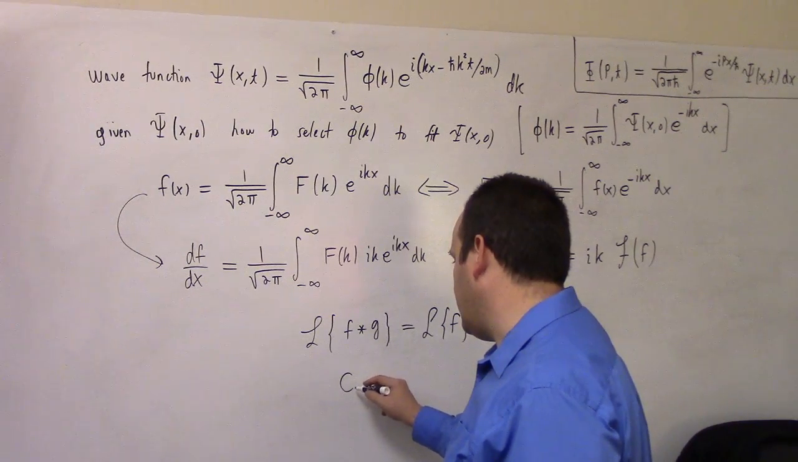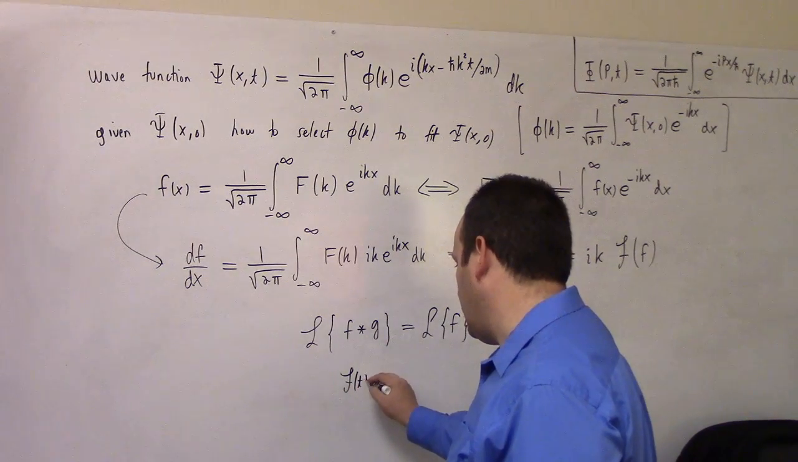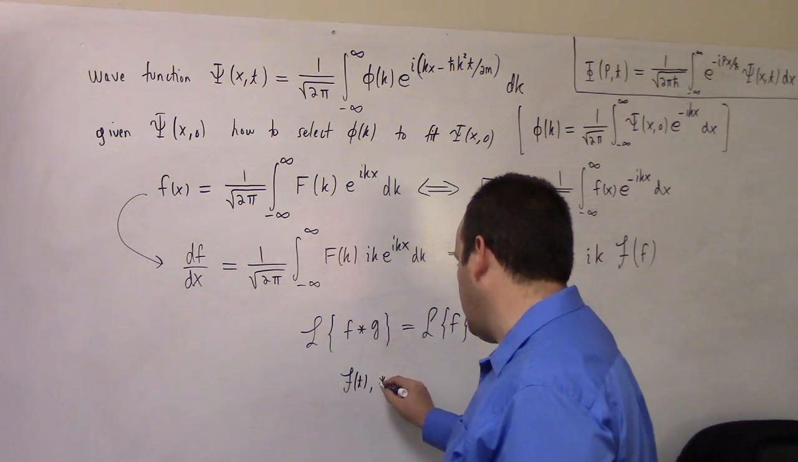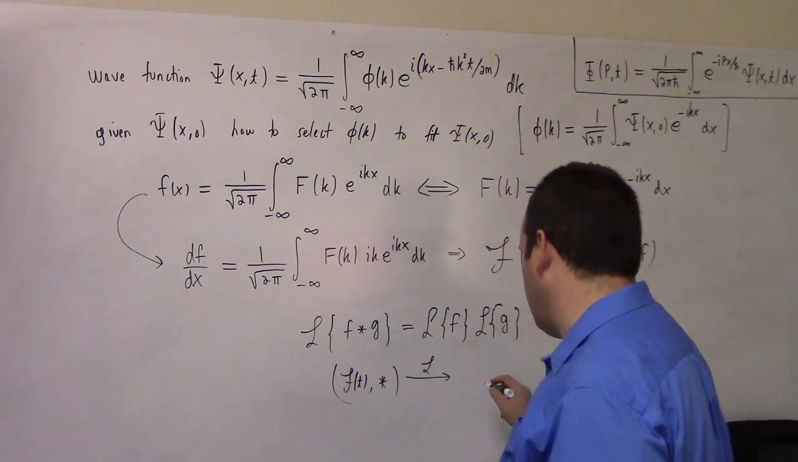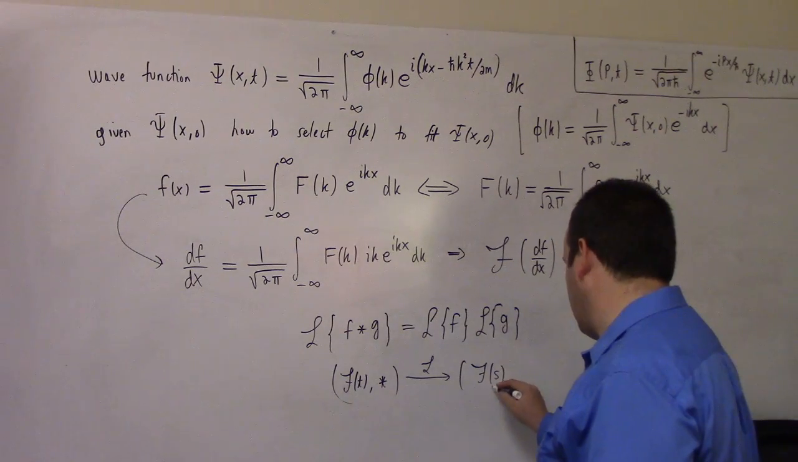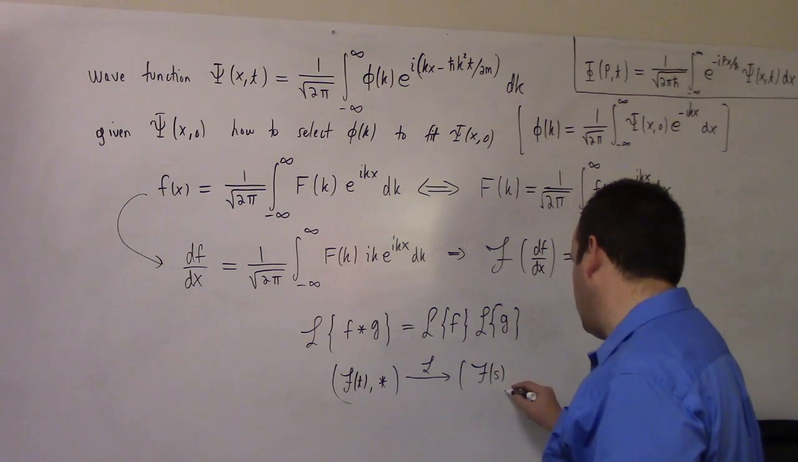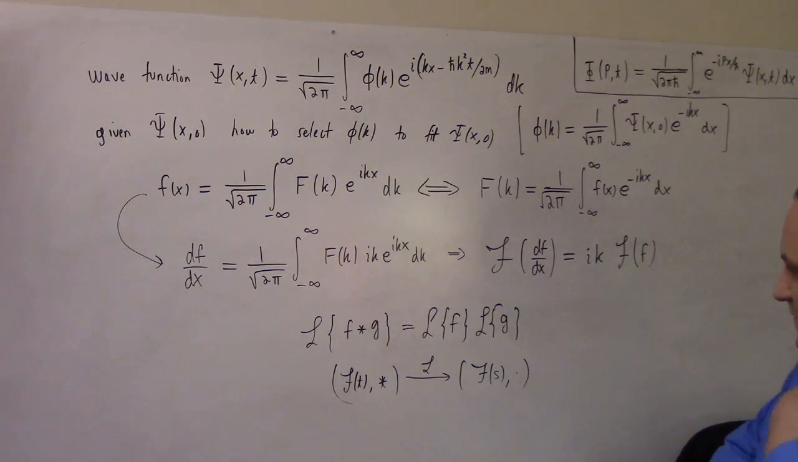I don't know what's a good notation to use here. Let's say I've got functions of time paired with the operation of convolution, and then the Laplace transform over to functions of frequency, the S domain, and just plain old multiplication. The convolution theorem says that there's a homomorphism from that multiplication to that multiplication.